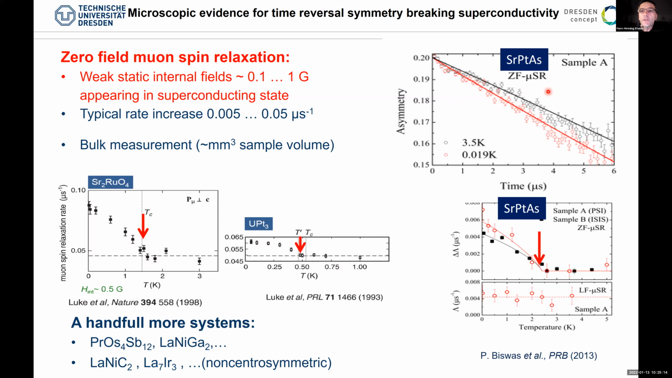Here on the right side is another sample, strontium platinum arsenide. We did this some years ago. Also there you see that below TC there is an upturn of the relaxation rate, and it is really very small. The fields you need to see this kind of increase are of the order of 1/10 to 1 Gauss. This time reversal symmetry breaking is found in a handful more systems. Then lanthanum nickel gallium, where we heard the newest results yesterday. Praseodymium osmate is known for a long time, and also the non-centrosymmetric superconductors here and some others.